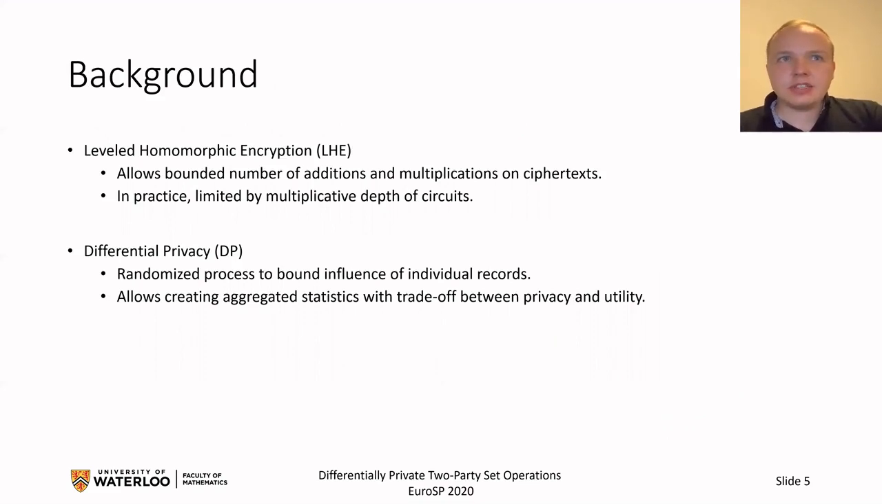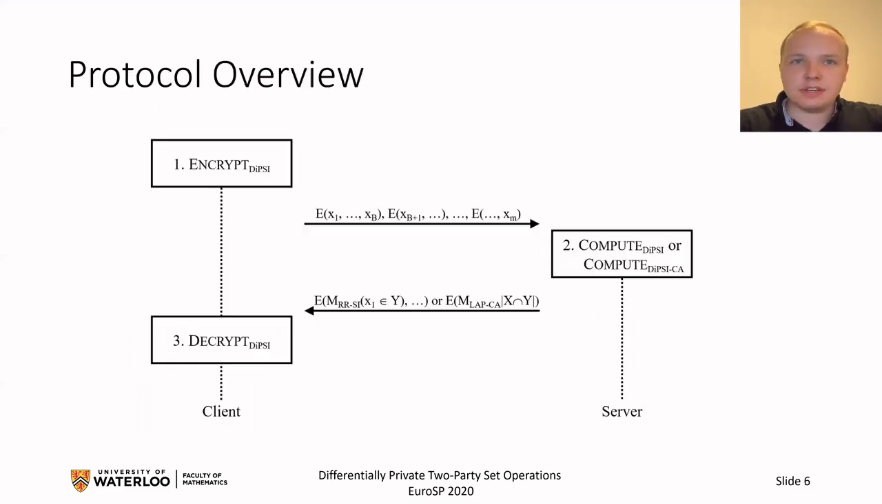So to the technical side, how does this work? We combine two technologies. First, leveled homomorphic encryption, which allows us to evaluate bounded numbers of additions and multiplications on ciphertexts, and differential privacy, which allows us to trade off privacy and utility by bounding the influence that individual records have on the response of a query. And we can compute this securely, meaning that in applying differential privacy, we do not need to know the plaintexts that we apply it on.